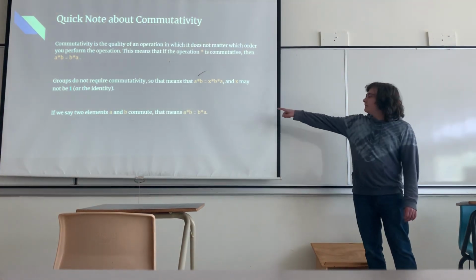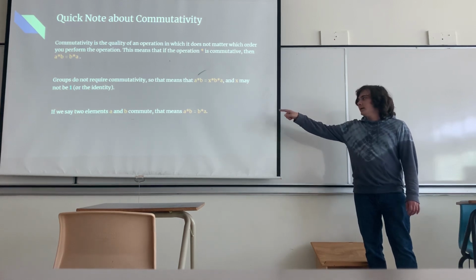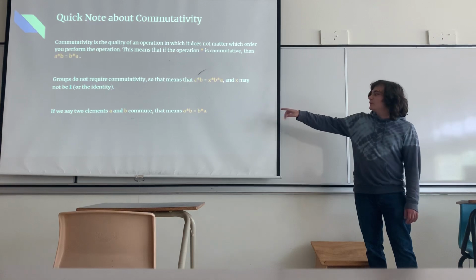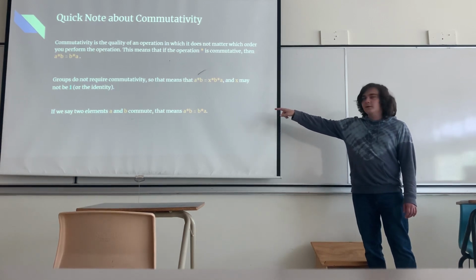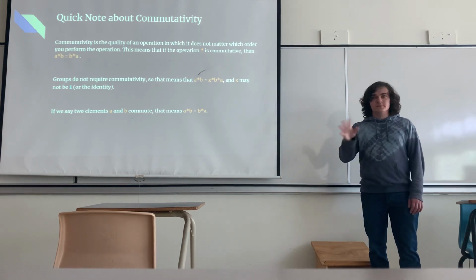If you say two elements A and B commute, that means that A times B is equal to B times A. For this to be true, the operation itself doesn't have to have commutativity. It just means that for these two elements specifically, the order doesn't matter.